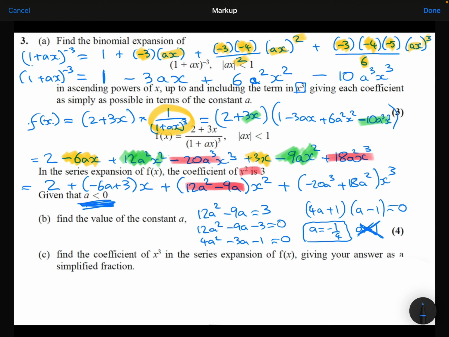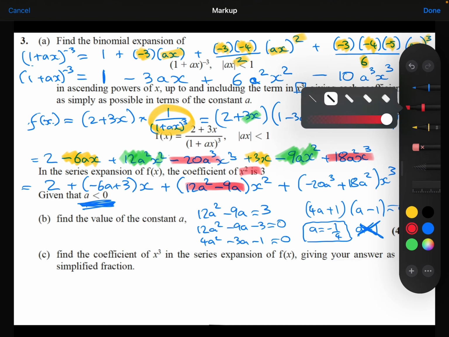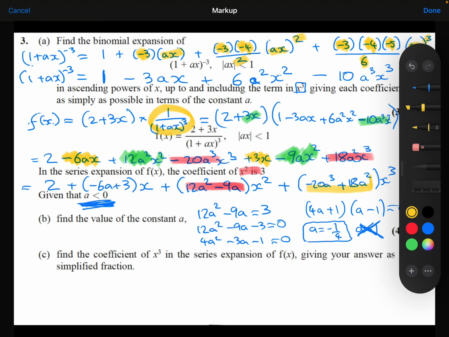Part C of the question. Find the coefficient of x cubed in the expansion of f(x). Well, this was my coefficient of x cubed in the expansion of f(x). And I now know that a is minus 1/4. So if I do minus 20 times (minus 1/4) cubed plus 18 times (minus 1/4) squared, working that out and giving it as an exact fraction, I will get 23 over 16. So that would be the coefficient of x cubed.